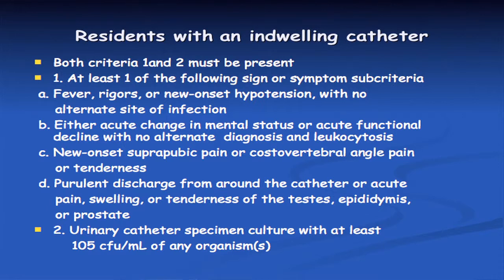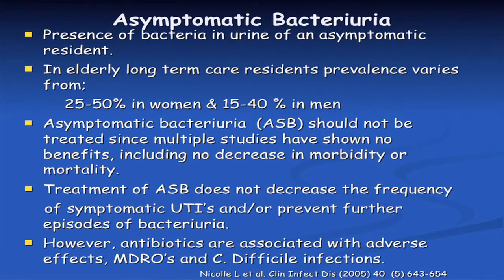I just wanted to mention briefly about asymptomatic bacteriuria. As you all know, it's the presence of bacteria in urine of an asymptomatic resident. We usually call it colonization, but reviewing the charts, they say it's not really colonization. They think there's a focal host response at the level of the bladder, so we are responding, but we just don't feel it. So they say that the appropriate term now is asymptomatic bacteriuria.